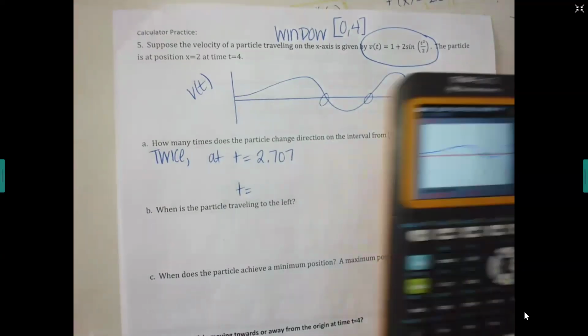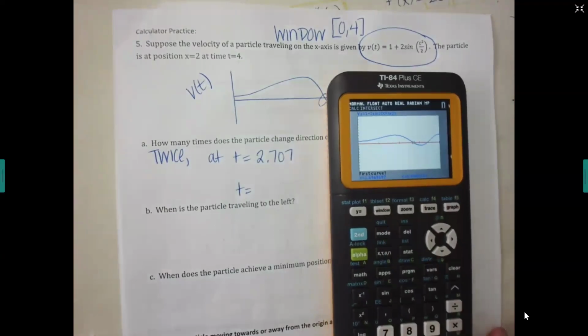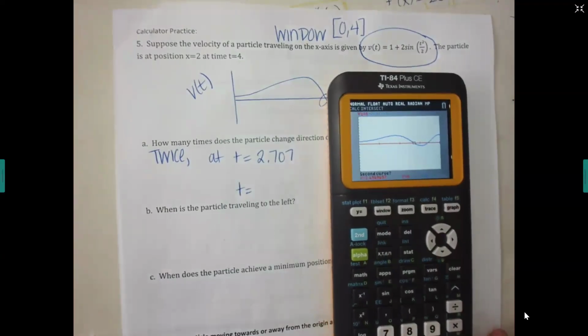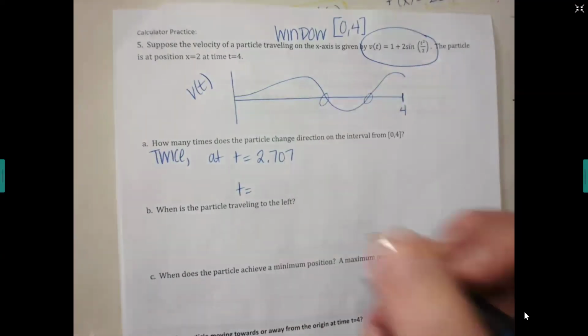For the second value, second trace, 5 for intersect. Enter on the first curve, enter on the second curve, then get closer to the other intersection. And your second intersection should be 3.3939.